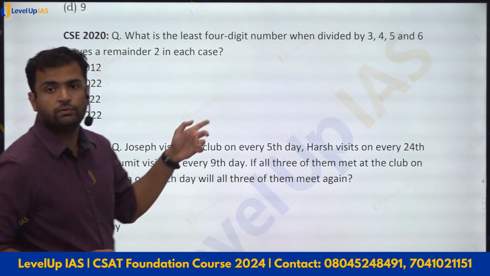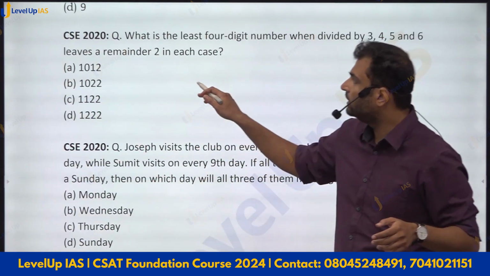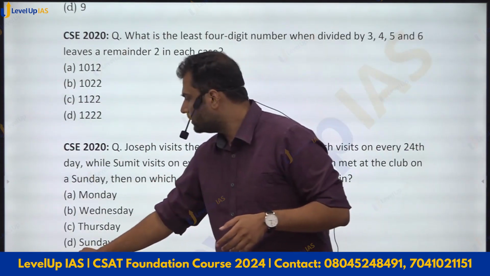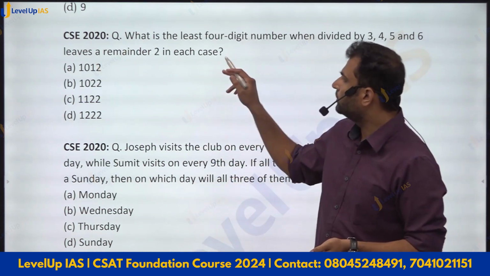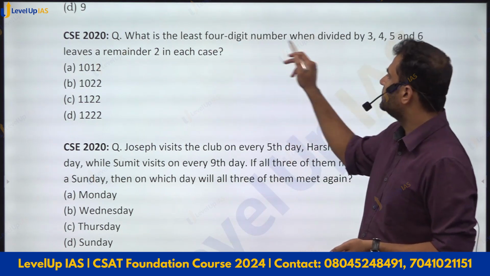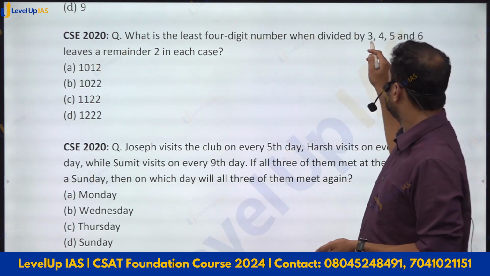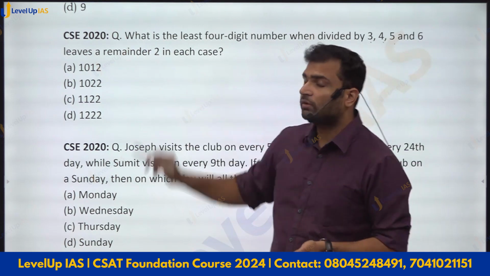See, the same question which we did yesterday was repeated, just the numbers were different. This is again from the same topic of LCM HCF. Now we want to find what is the least 4-digit number which when divided by 3, 4, 5, 6 gives remainder of 2 in each case.